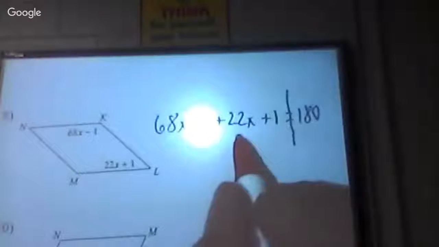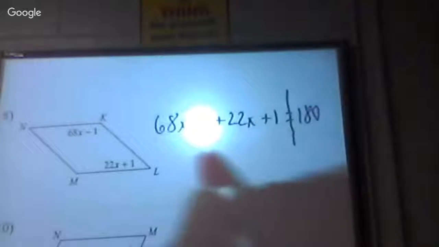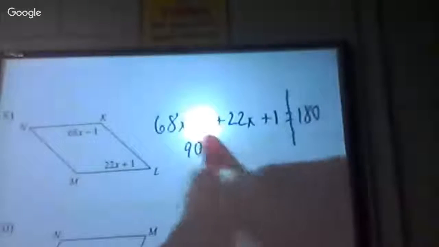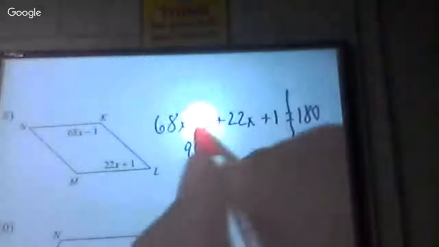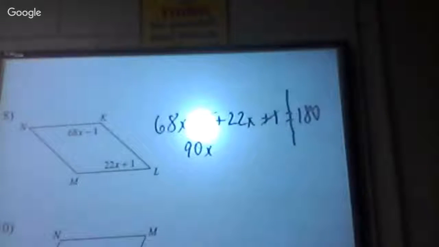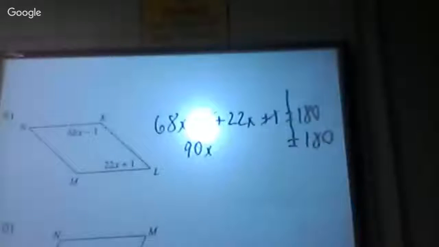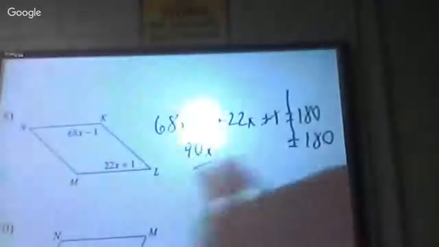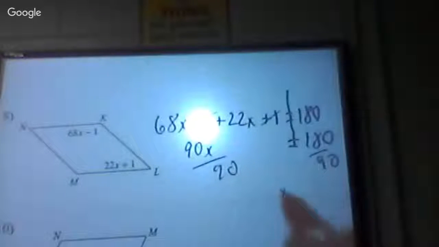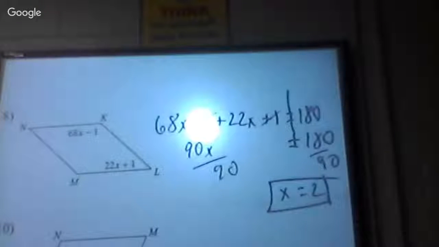X's, I can put those together just by adding them. So that's 90x. And then the minus 1 and the plus 1, they cancel. Well, they add to 0. Where are you getting 90 from again? 68x plus 22x. Just added those together. And then bring down to 180, and then always the last step in the equations normally is to divide. So divide by 90, x is 2. X will be 2.